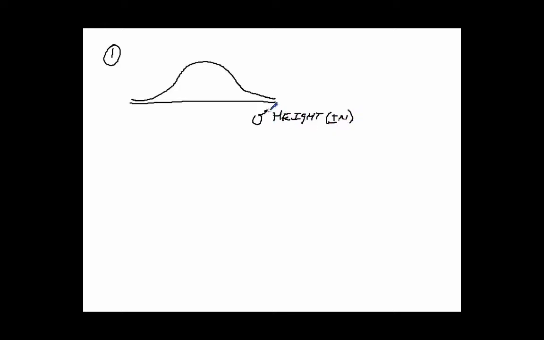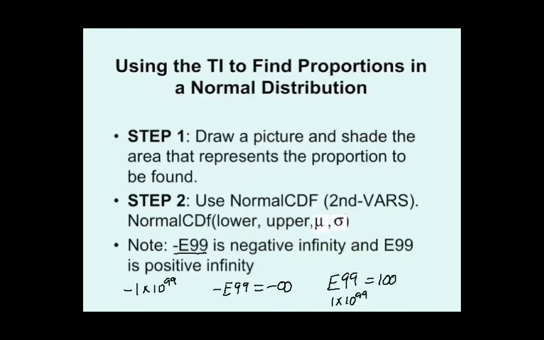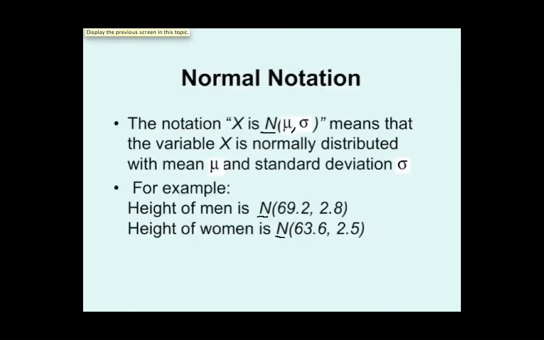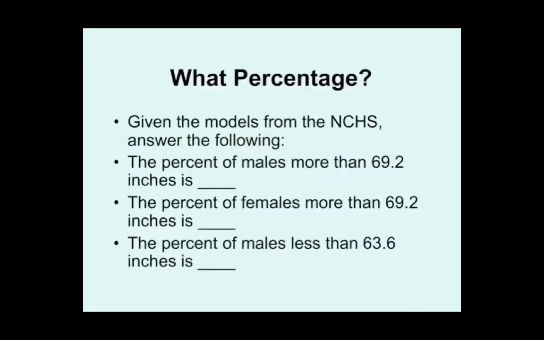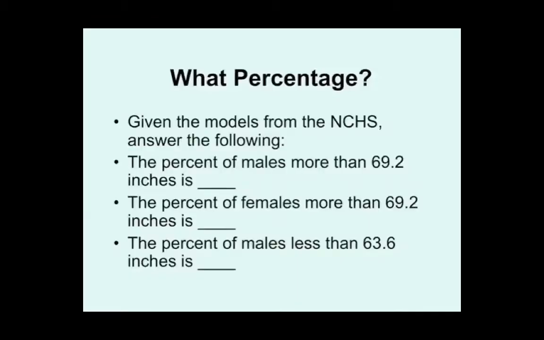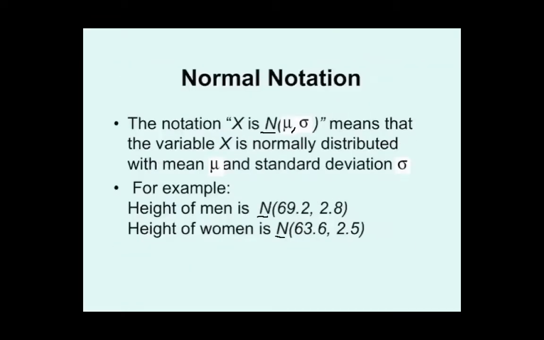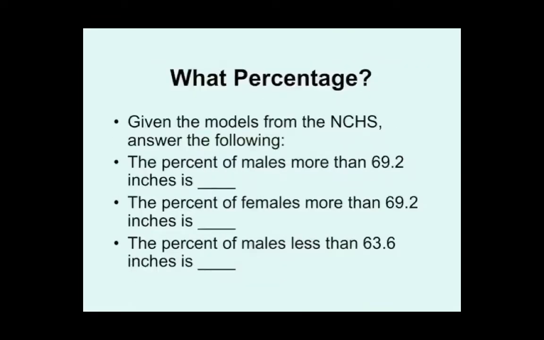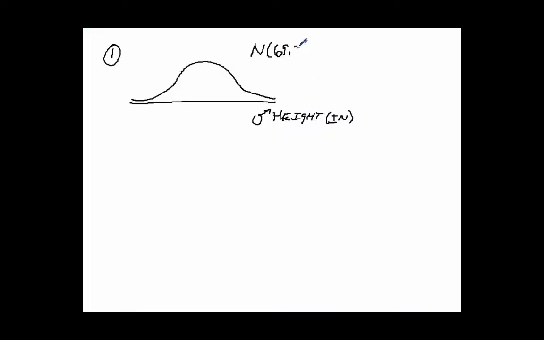And I'll put the male symbol here so that we know that we're talking about the males. I'm also going to put the model that I'm using. Let's go back and take a look, make sure we remember it. It was 69.2 inches and 2.8 inches. So it's 69.2 and then 2.8. Okay, there we go. I'll remember it this time. 69.2 inches and then 2.8.